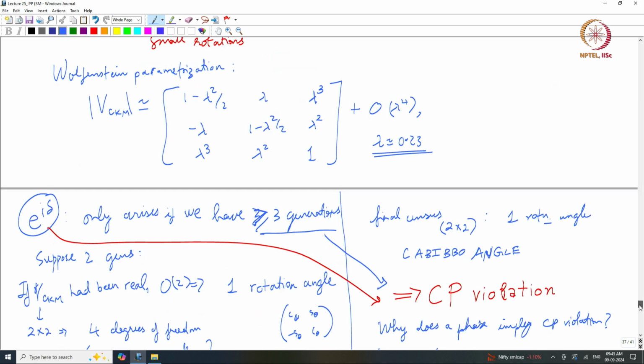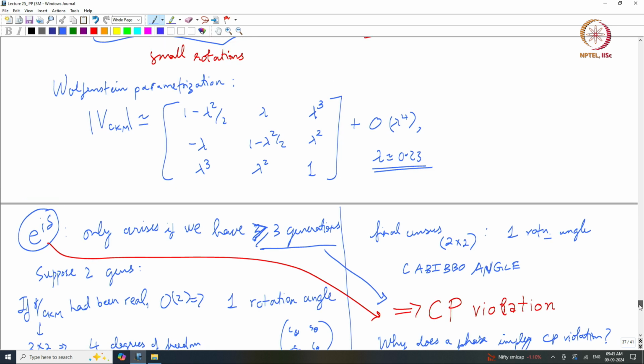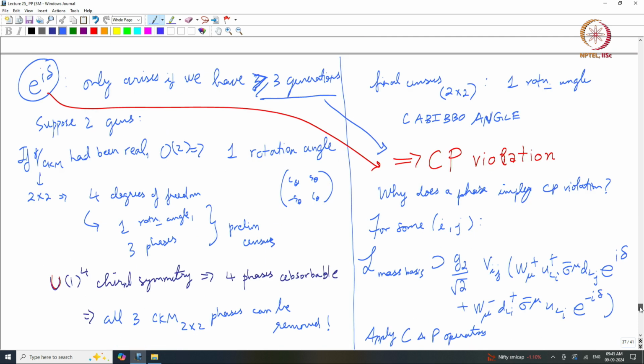Also, we saw yet another popular parameterization due to Wolfenstein, written in terms of this lambda parameter, and at least the real part of the CKM matrix looks like this, where most of the elements seem to be almost diagonal, and the small rotation angles are dumped into powers of lambda in the off-diagonal elements, where lambda is 0.23, signifying that these are all small rotation angles.